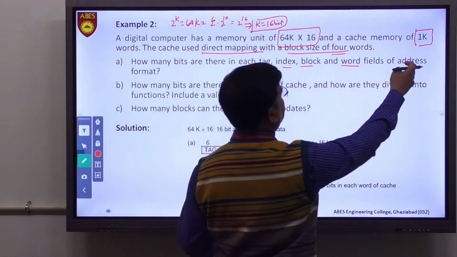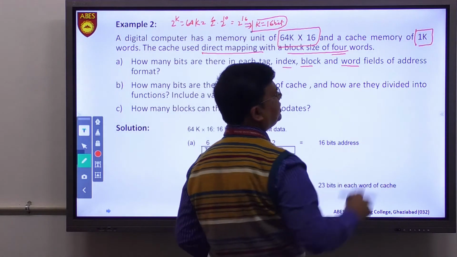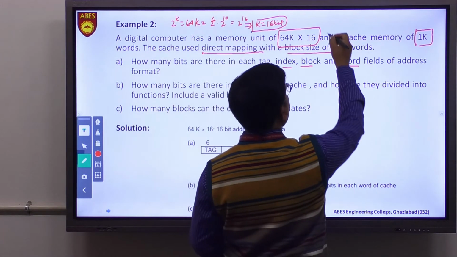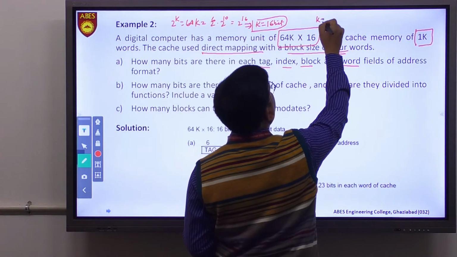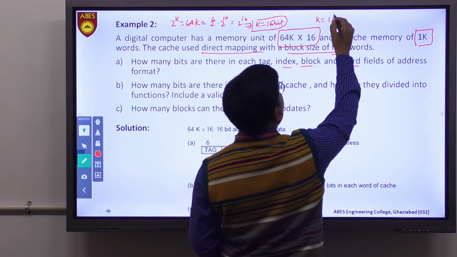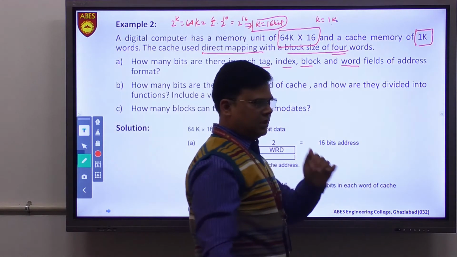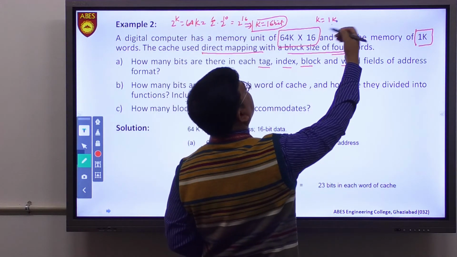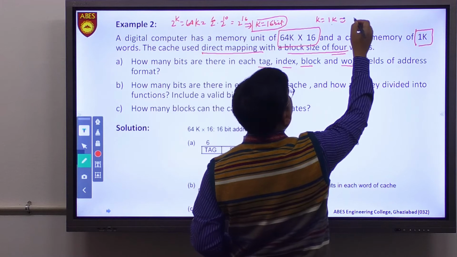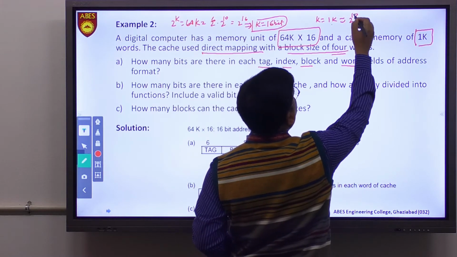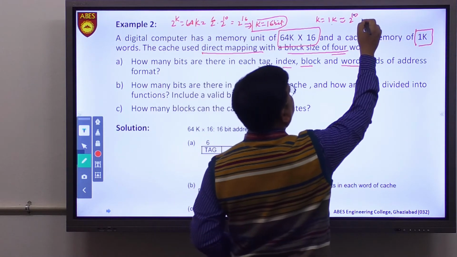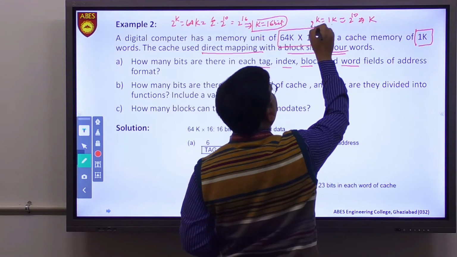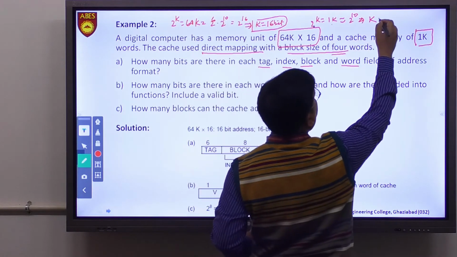Similarly, we will calculate the number of bits required to address the cache memory. There are 1K words, so we can write 2 to the power k equals 1K. This k is different from the other k: this k is a variable and the other K is for kilo. 1K is 2 to the power 10, so 2 to the power k equals 1K gives k equal to 10.